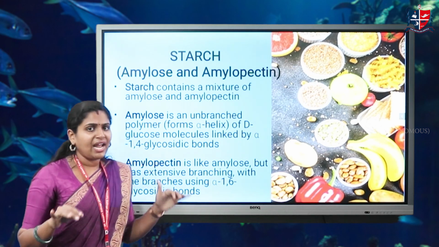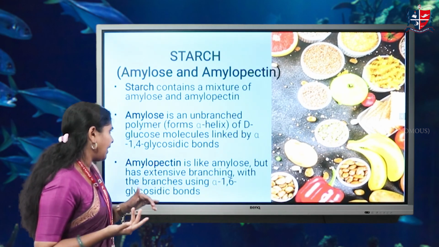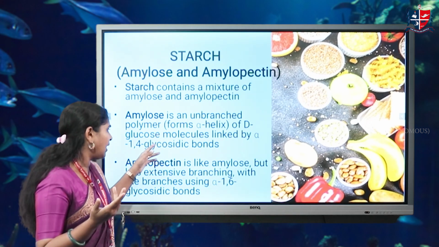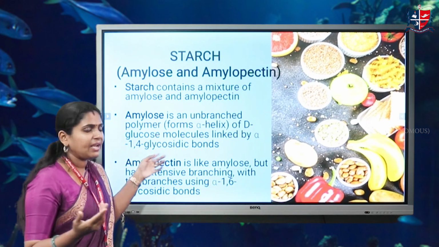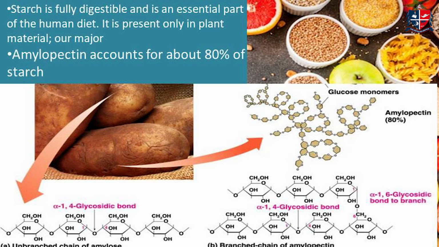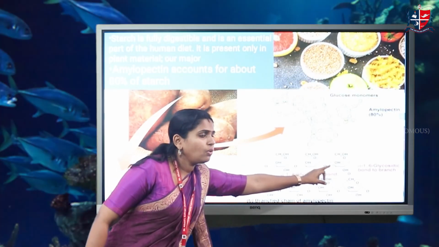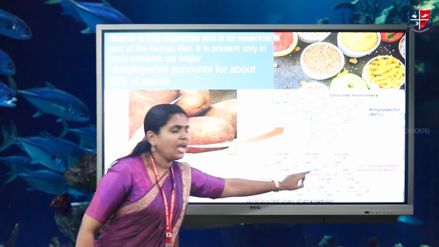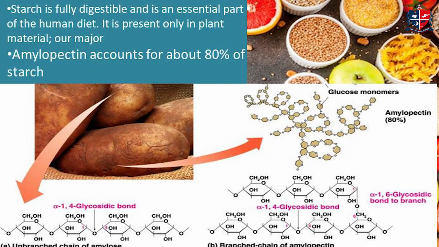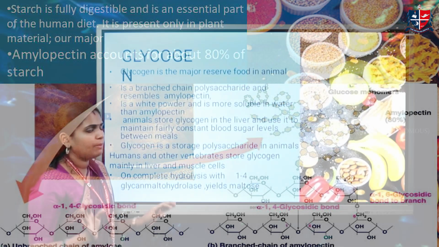Amylose is unbranched, whereas amylopectin is branched. We already mentioned that amylose is unbranched and linked by alpha 1,4 glycosidic bonds, and amylopectin by alpha 1,6 glycosidic bonds. This is the structure of starch. Here we can see amylose having a straight chain, and the amylopectin formed by the alpha 1,6 linkage gives the branches. And this is all about starch.